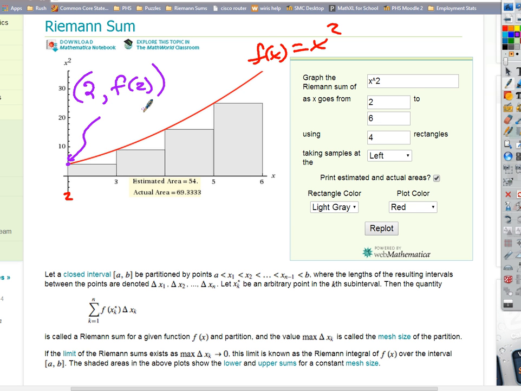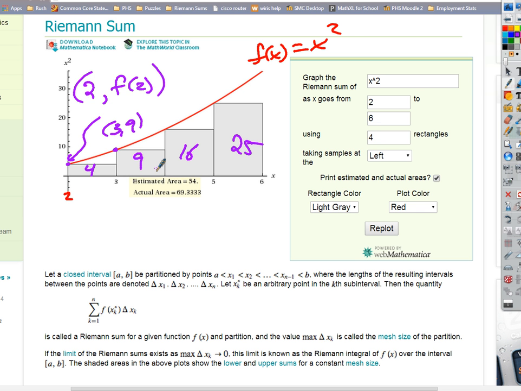And the widths are all 1, so we can add those up really easily. The area of this one is just 2 squared, 4, times 1 is 4. How high is it here? This is just going to be the point 3, 3 squared is 9, so it's going to be 9 times 1 is 9. This one's at 4, so the height is 16. And this one's going to be 25, so we can see pretty quickly how we get 54 for an area. Just add up those numbers, right?